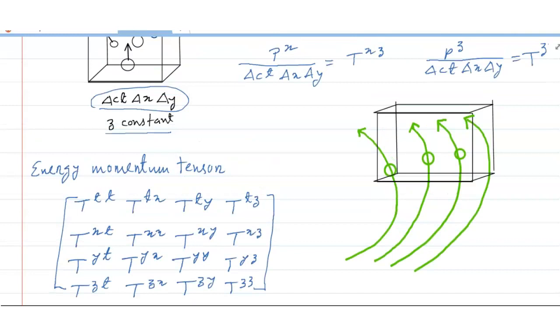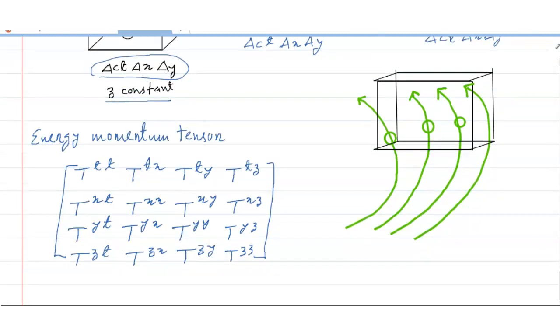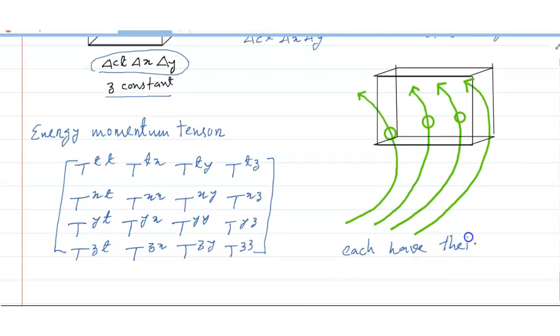So this is our energy momentum tensor. It shows these 16 components and gives us the full description of how four-momentum is moving through space-time, a bunch of particles moving through space-time. Each will have its own world line. The result is like a river of four-momentum which looks a little bit like spaghetti.